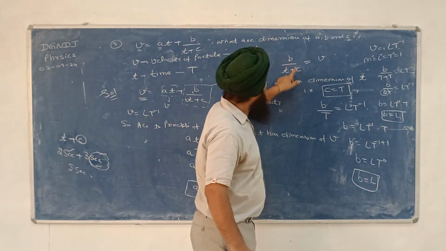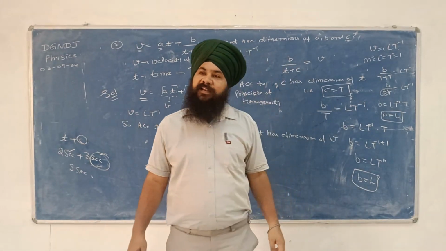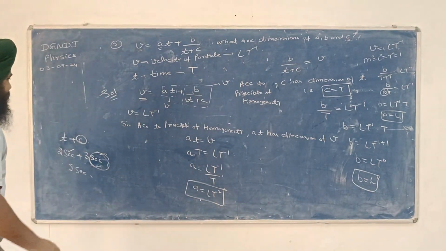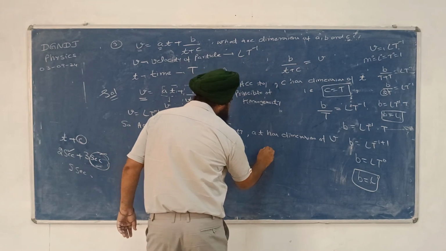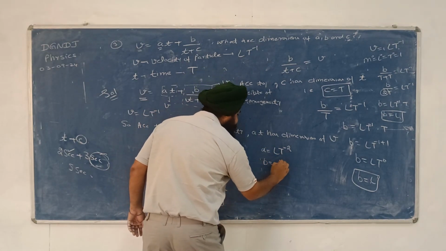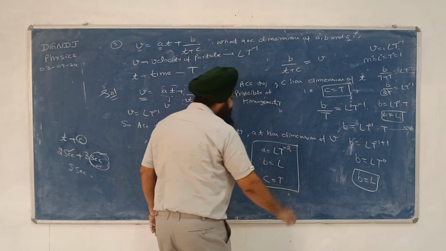Now see, this is B by T is equal to LT minus 1. So I have cross multiplied. The final answer is B is equal to L. So what's the final answer? अगर राइट है A is equal to कितना आया? LT minus 2. B is equal to कितना आया? L. C is equal to कितना आया? T. So this is my final answer.